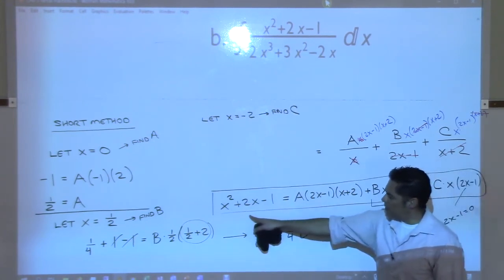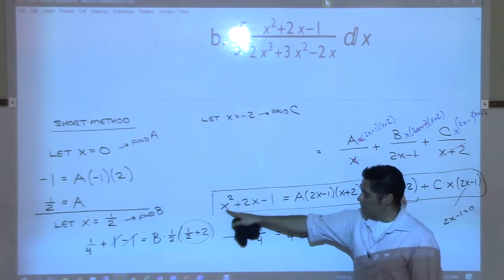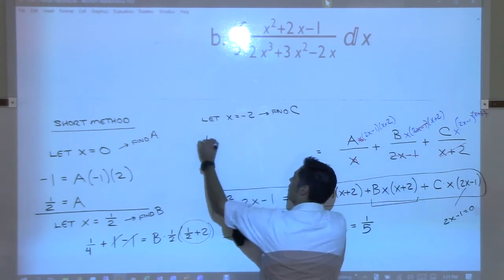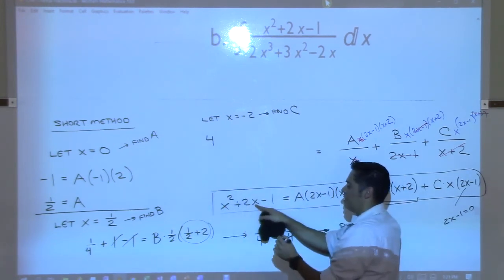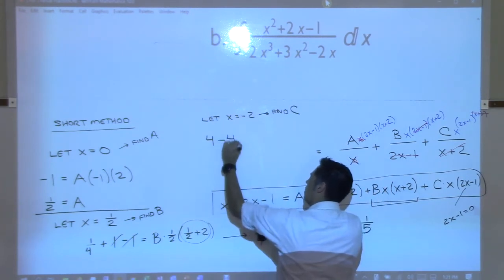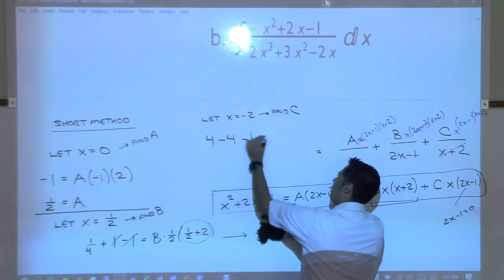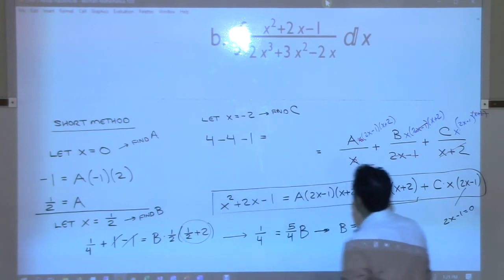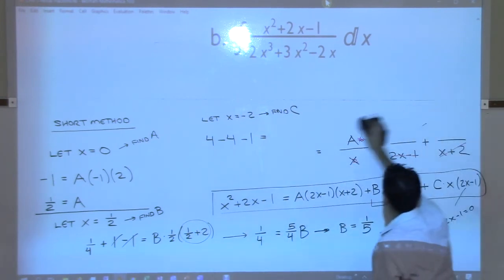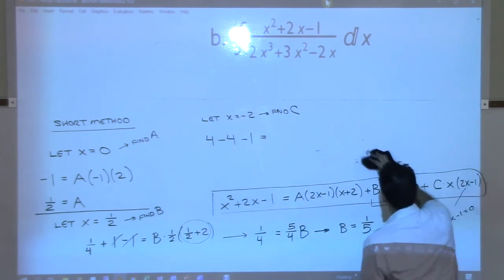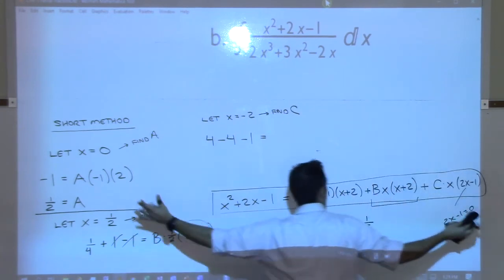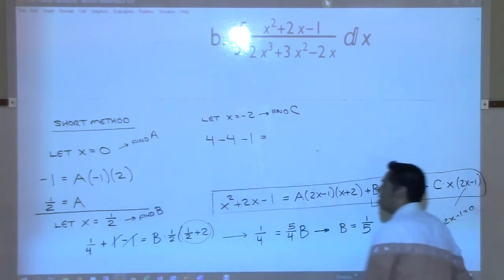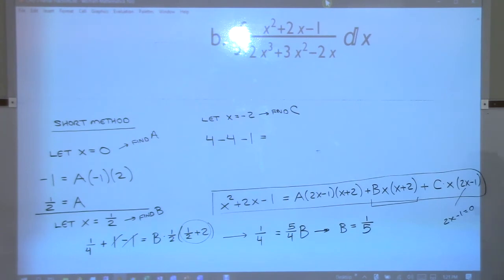So here we're going to get -2 squared, 4. And then plus 2 times -2, which is going to be -4. And then -1 equals, and, well, I'll get rid of this. It's one of the drawbacks to working on an 8-foot by 4-foot board.